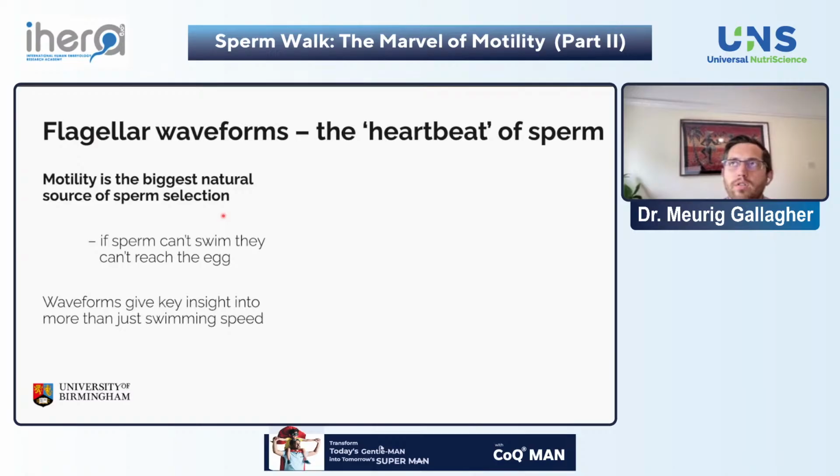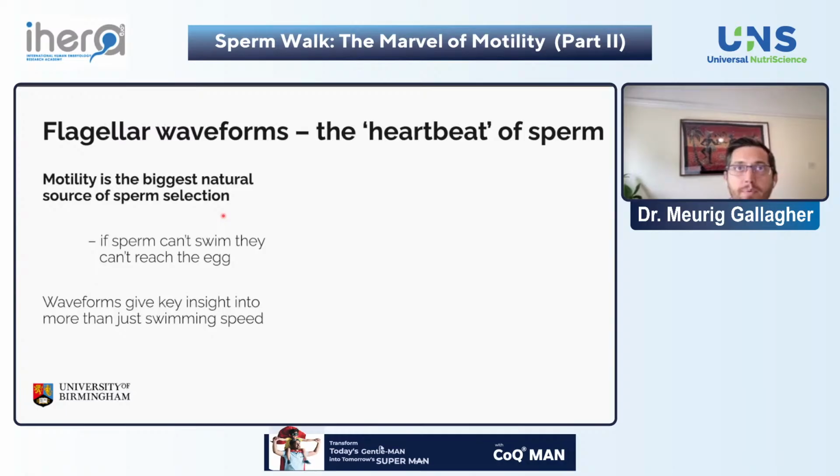So to start off, I want to talk a bit about the flagellar waveform, so how sperm actually propel themselves and move. I don't think it's controversial to say that motility is probably the biggest natural source of sperm selection. At the very first slide, I showed you that we start with 100 million sperm, and by the time we've got past cervical mucus, we're down to 1 million.